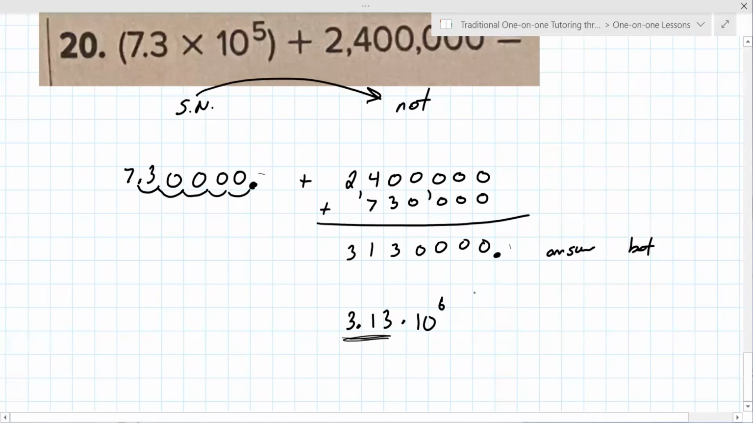31.3. So 31.3 is not between 1 and 10. But 3.13 is between 1 and 10. So you move the decimal until you get a number that's between 1 and 10. And generally you just move it right before the last digit.